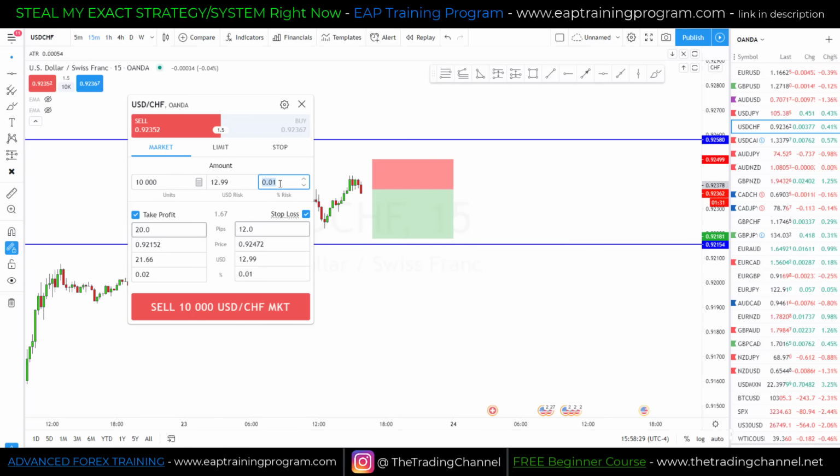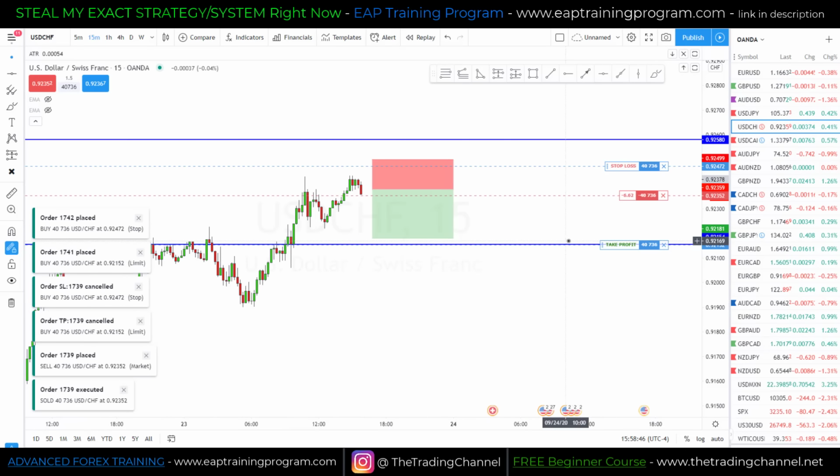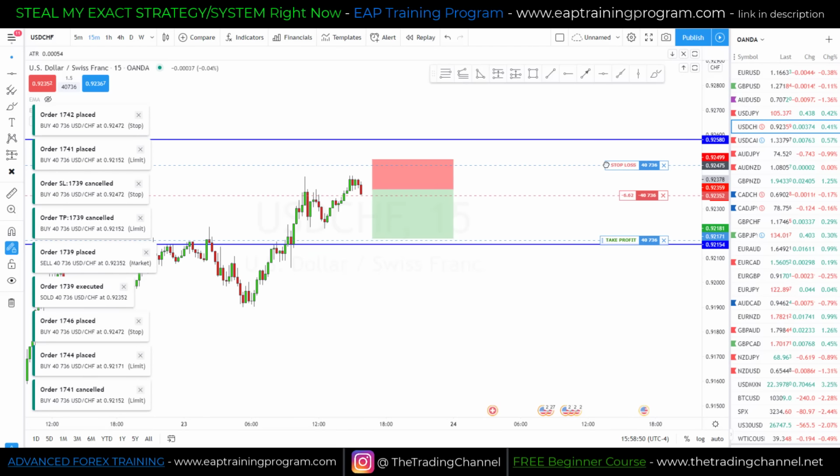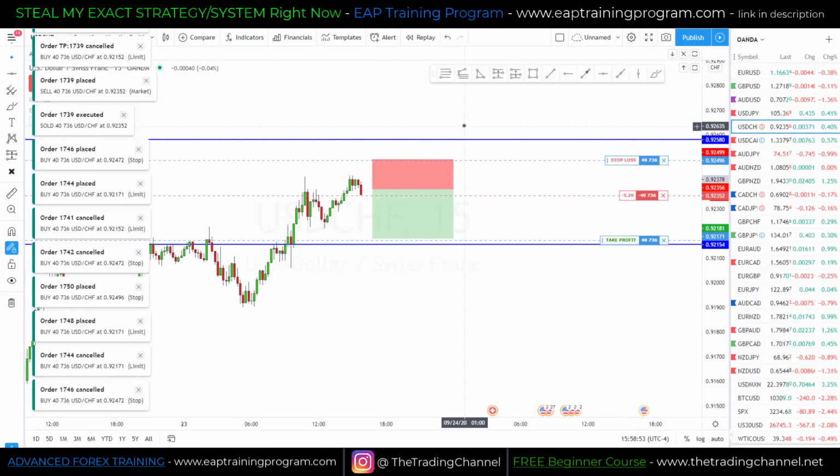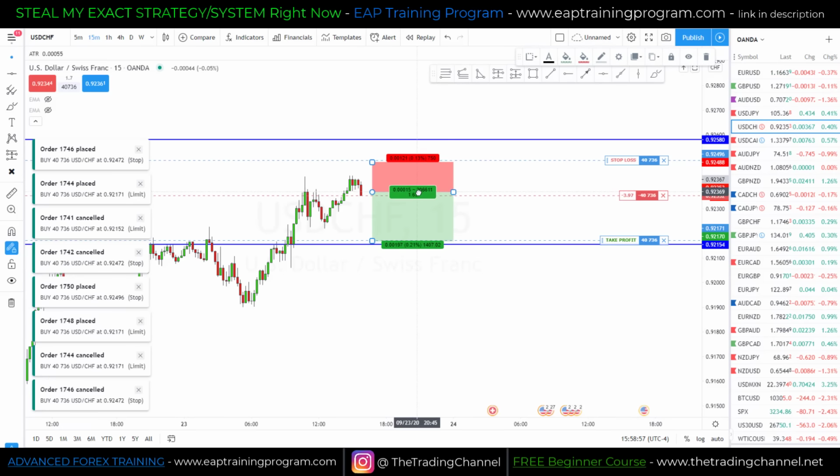And I want to be risking about 0.5% on this specific trade. 0.05 is how you do that. Now, let's make sure everything's correct. And it is. We have a 1.5 pip ATR. We have a 1.5 pip spread right now. Let's go ahead and click sell. All right. So this is the way our trade is set up at the moment. We'll see how it plays out, and I'll give you guys the analysis behind it very shortly.